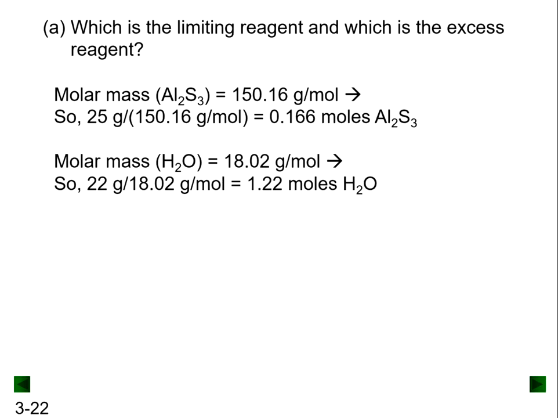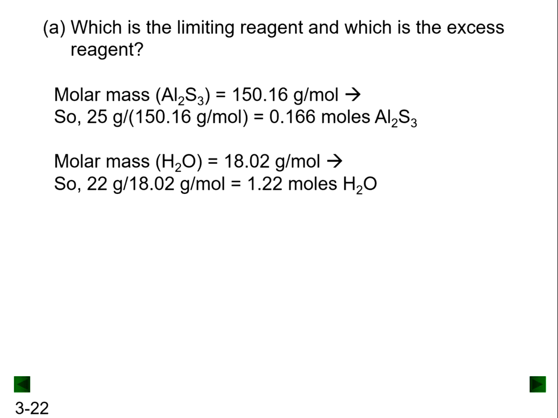2 times the atomic mass of hydrogen plus 1 times the atomic mass of oxygen. So that's 2 plus 16, which gets us 18. So if we take our 22 grams of water and divide by 18.02 grams per mole, we see that we have 1.22 moles of water. So even though we have a smaller mass of water, we have many more moles.